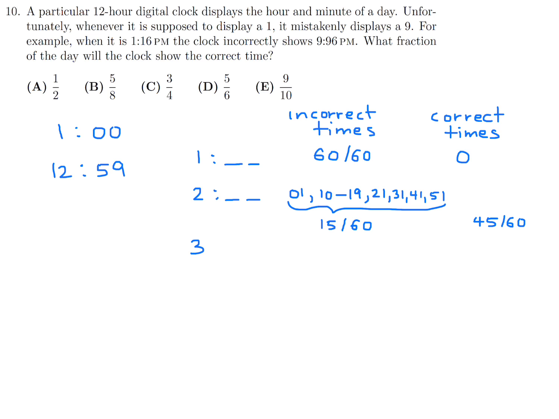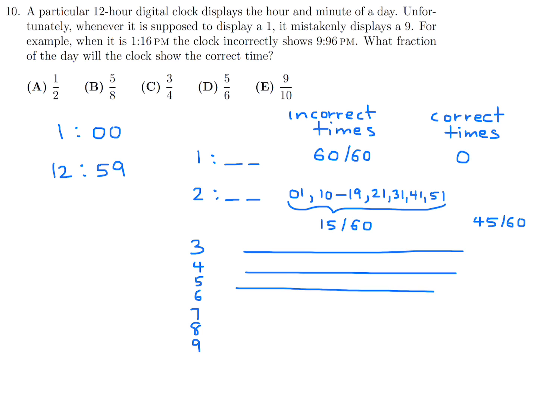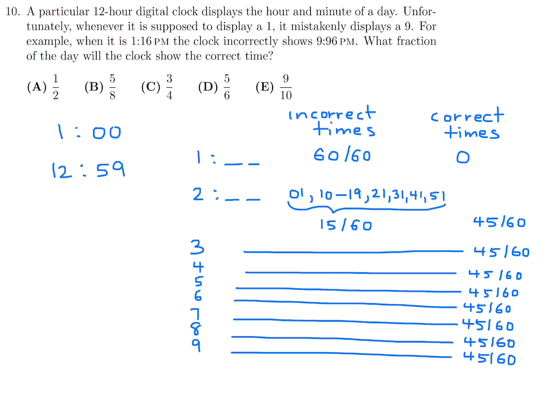And a very similar story is true for 3, 4, 5, 6, 7, 8, 9. All of these will have the same in terms of how many correct and incorrect. And then, of course, we get to the 10, the 11, and the 12, right? All those times, 10 something, 11 something, 12 something. And because 10, 11, and 12 all have a 1 in them, any time that is shown is going to be incorrect, right? They're always going to have some 9 in there that they're not supposed to have. So 0, 0, and 0.